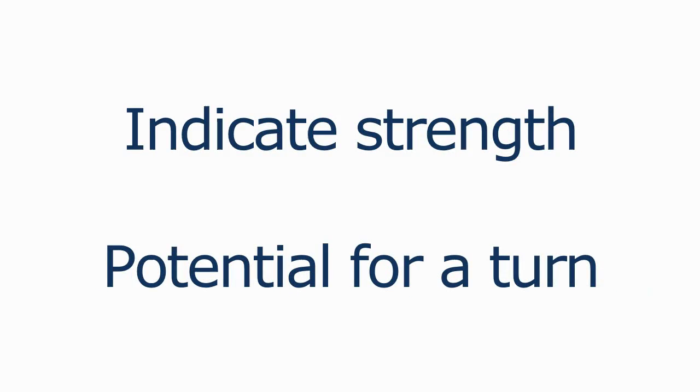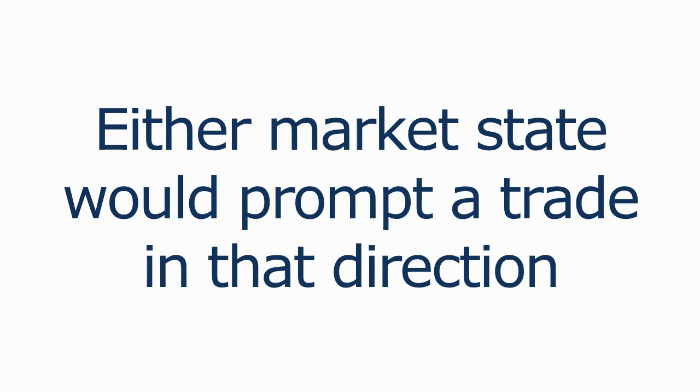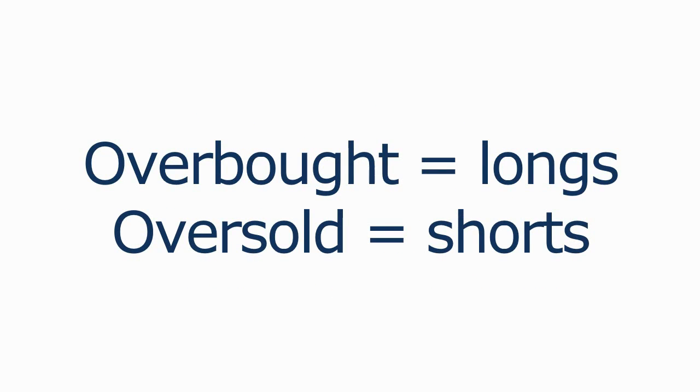And the bottom line is that we are using the RSI to indicate the strength in the market, as well as the potential for a turn in the market for any trading strategy. And Wilder did consider oversold and overbought, but not in the same way as it is used today, which is reversal points. For him, either market state would actually prompt a trade in that direction. An overbought market would be a candidate for long trades and buy signals. Oversold would be short trades and sell signals.